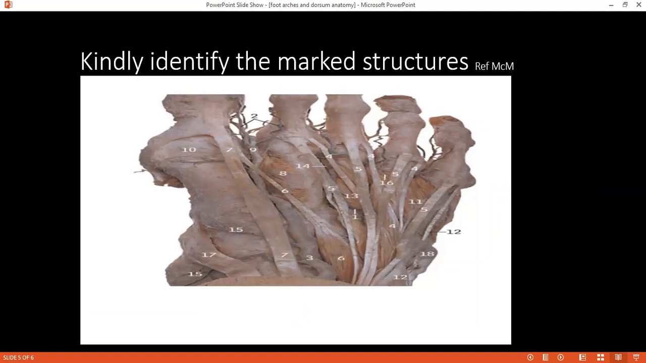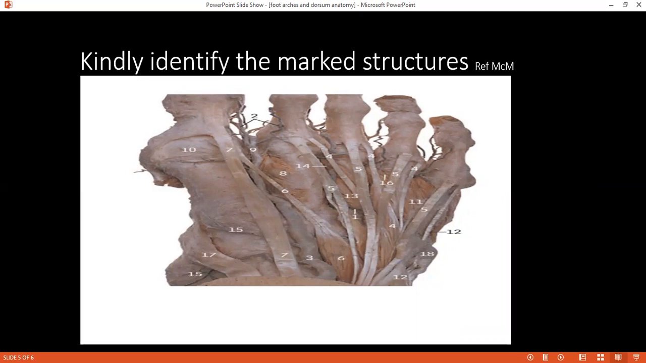What are you looking at now? Can you please explain the image? This is the dorsal surface of the foot. Which foot, please? The right foot. Okay, right. Please identify structure 7. 7 is the extensor hallucis longus. Very good. 17, please. 17 is tibialis anterior. Yes, good.